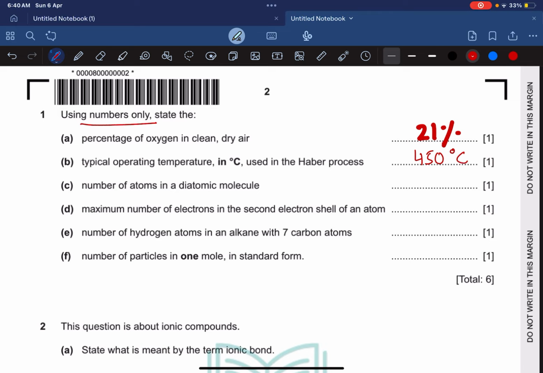Using numbers only, it's fine if you don't write percent or degrees Celsius, it's going to be totally fine. You can only write numbers, so that's fine. But even if you write percentage or degrees Celsius, it's not going to be considered wrong.